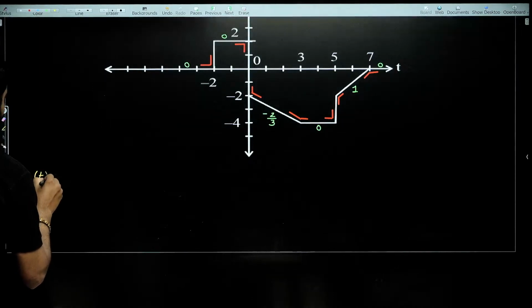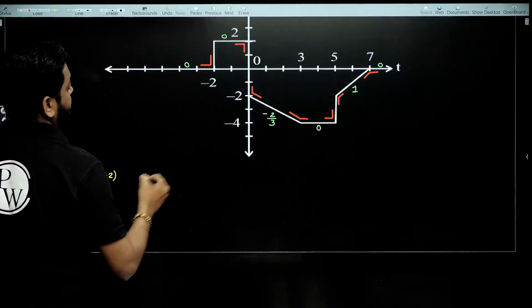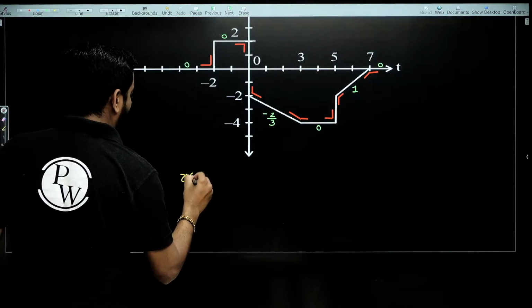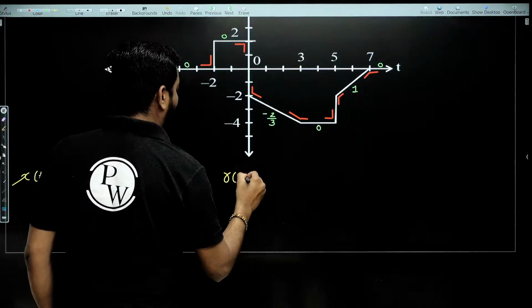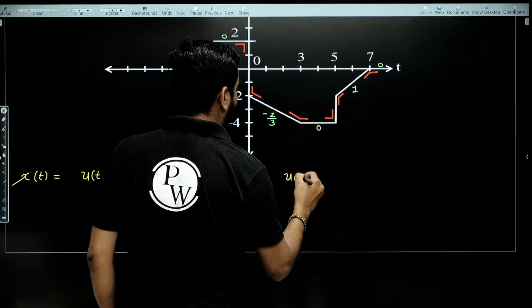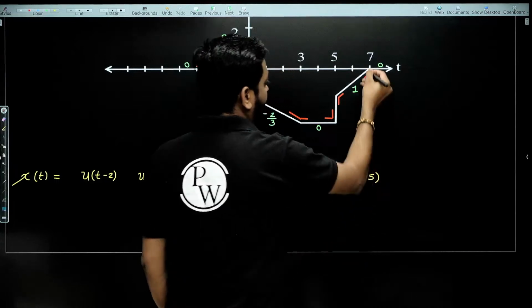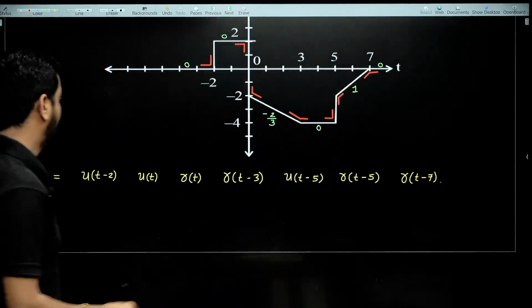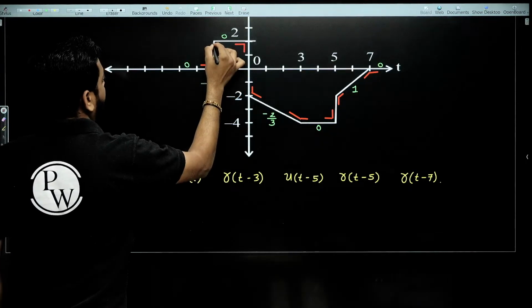So x of t: here only sudden change, u of t minus 2. Here sudden change and linear change both, at origin, u of t, r of t. At t equal to 3 only linear change, r of t minus 3. At t equal to 5 both linear change and sudden change, u of t minus 5 and r of t minus 5. At t equal to 7 only linear change, r of t minus 7. Correct?